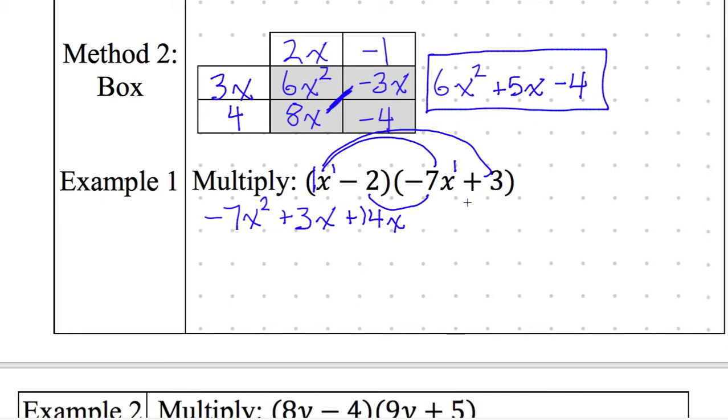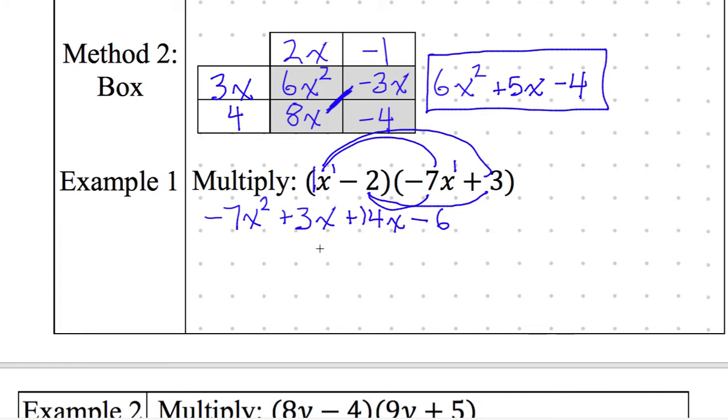And who wants to do the last one? Yeah, so last and last, and that is negative 6. Okay, am I done? No. What do I need to do? Simplify. And how am I going to simplify? The middle ones are going to be like terms. This 3x and 14x are like terms.